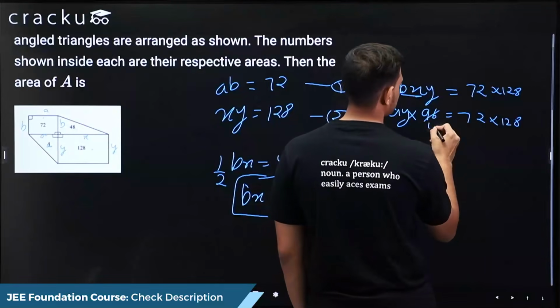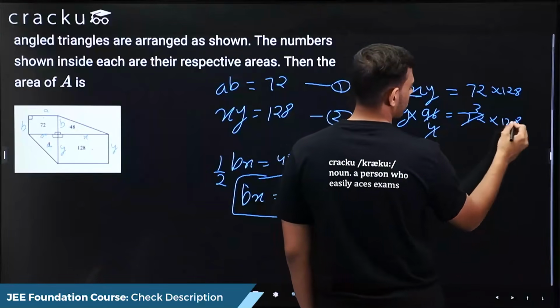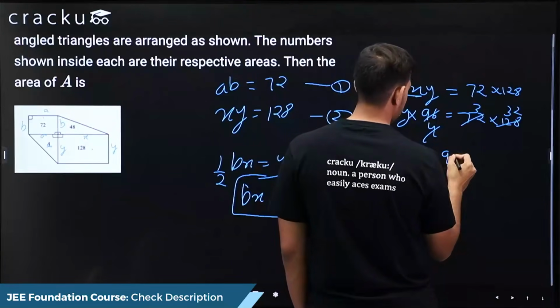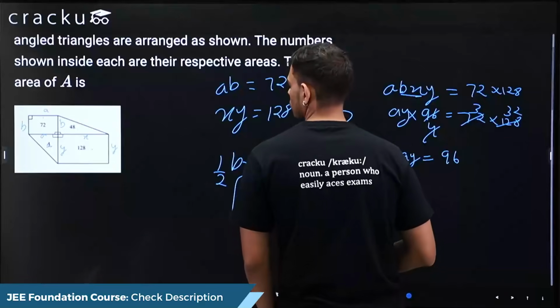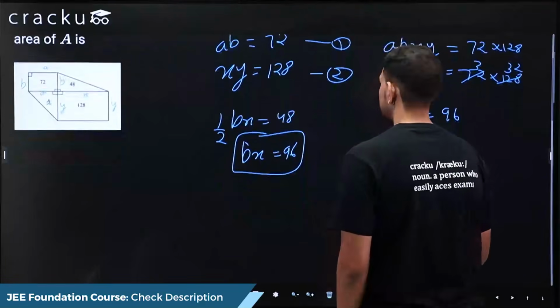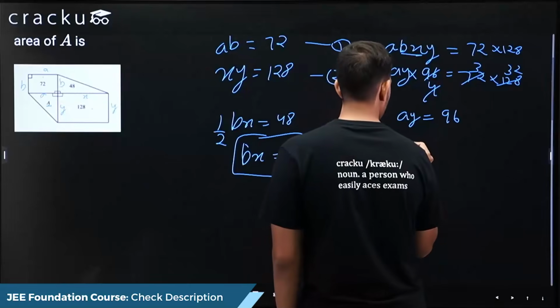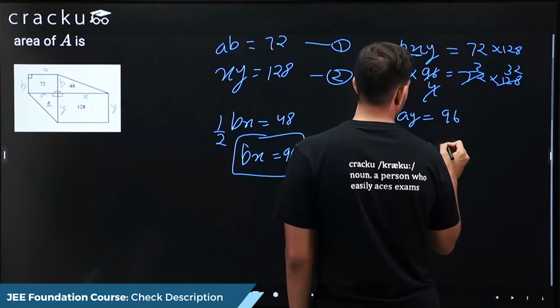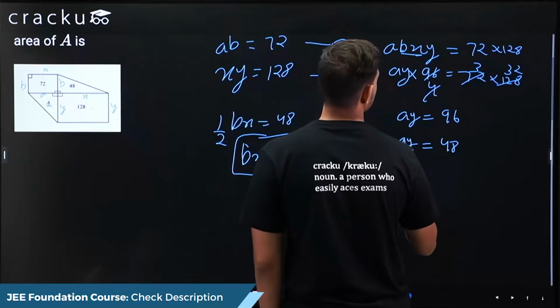Okay, 24 times 4, 24 times 3, 4 times 32. So ay is 96. What's the area of that triangle? It will be ay by 2, which is 96 by 2, 48.